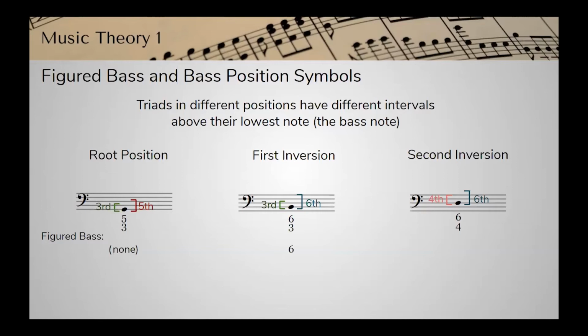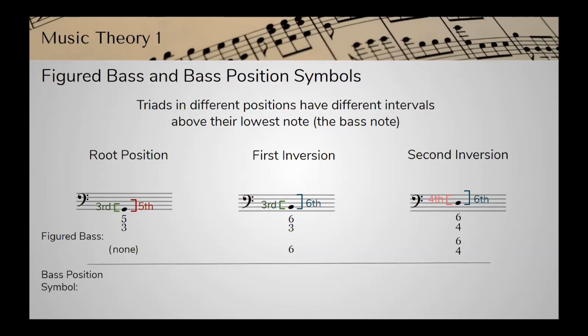Same with the first inversion. Since 3 is normally something we add, we'll often leave that out from the actual figured bass, and we'll just write a 6. And 6, 4, since you need to have both of those indicated, we'll still write the full number. Those are just the abbreviations or shorthands for the same thing that's above.